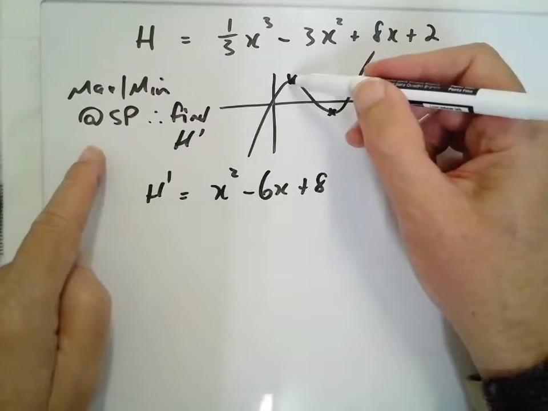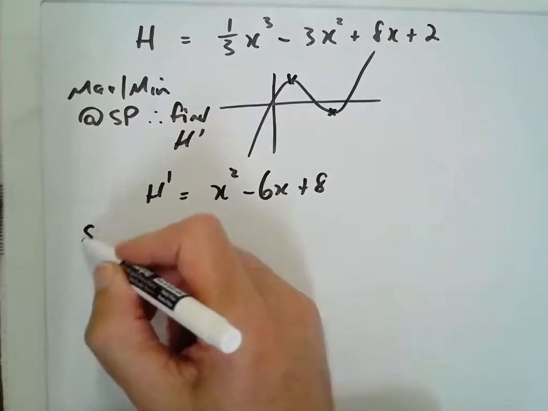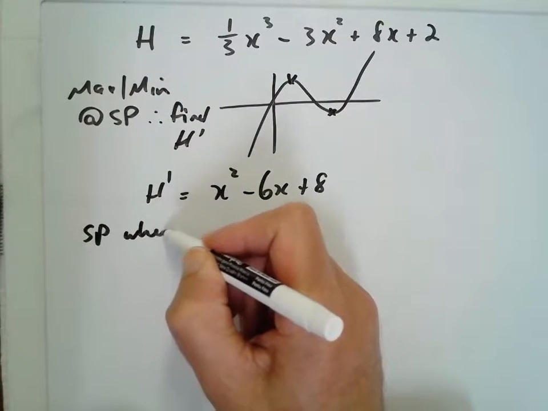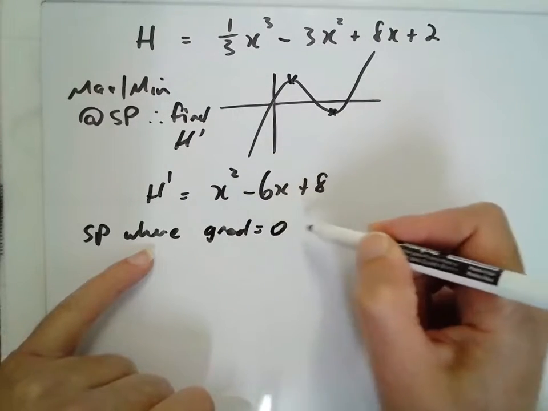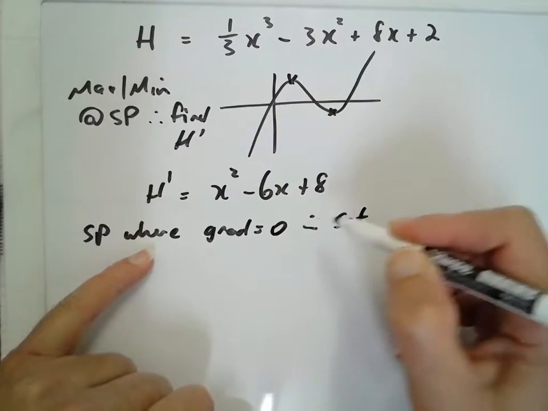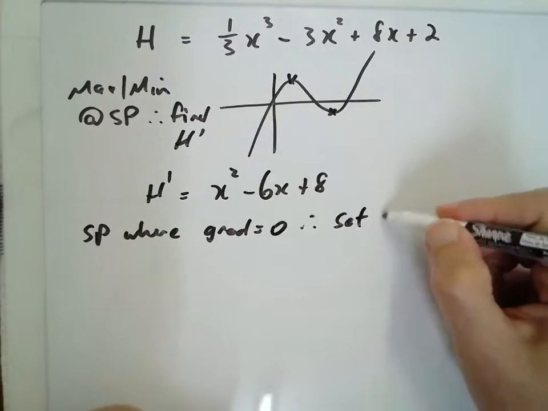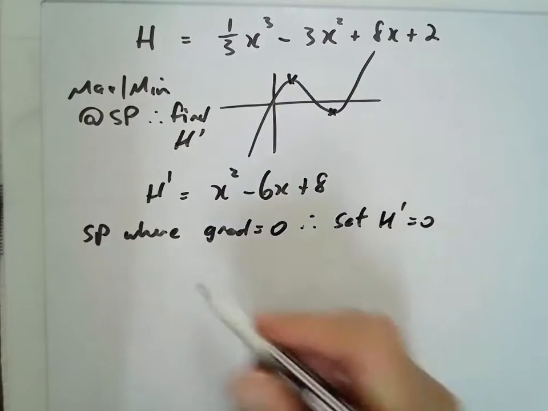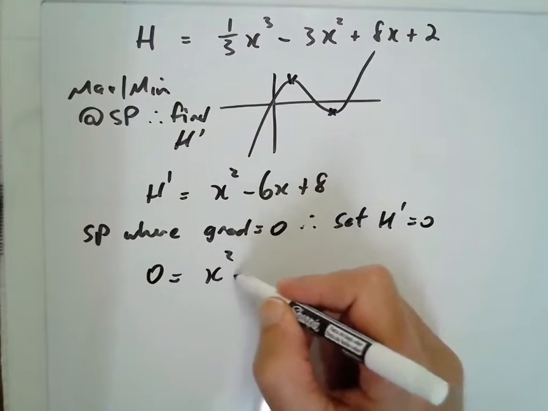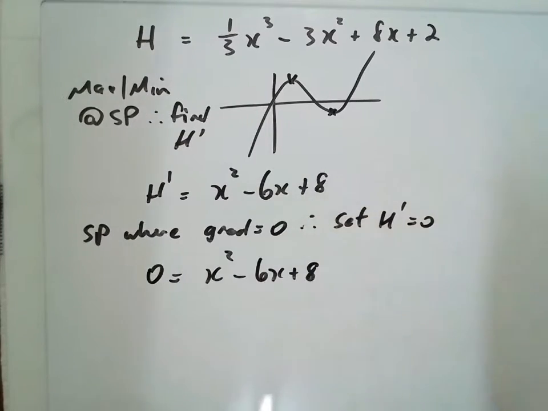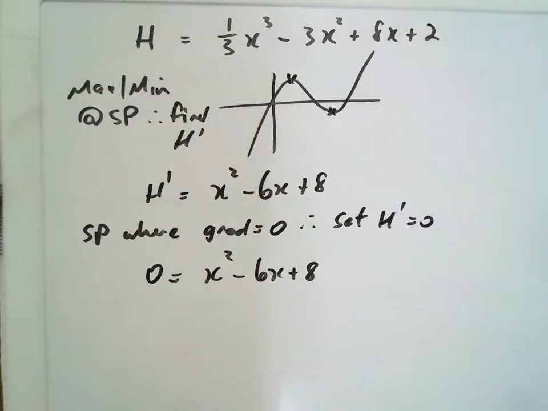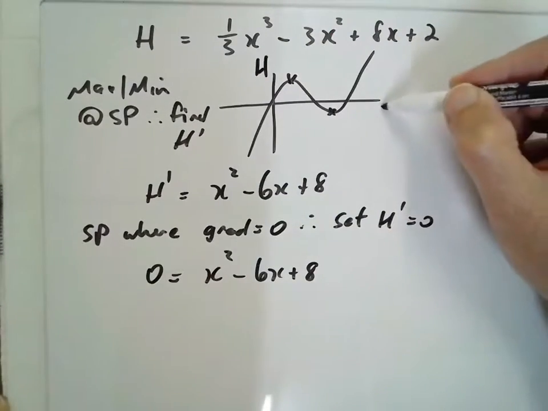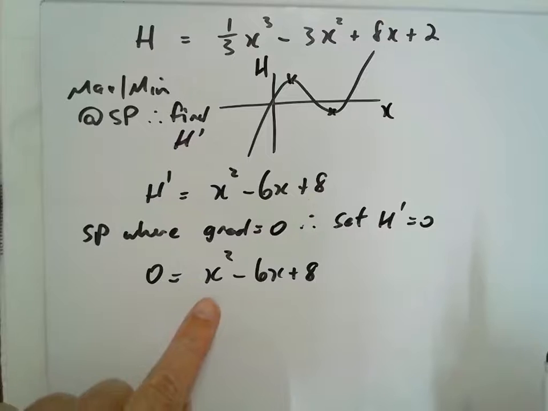But we're then going to say that the interesting thing about these stationary points is stationary points where the gradient is 0. Therefore, we're going to set h dash equal to 0. So see this h dash? We're going to set it to 0, because these stationary points happen where the gradient of the slope is 0 and h dash is the gradient of h. Where that's h and that's x.